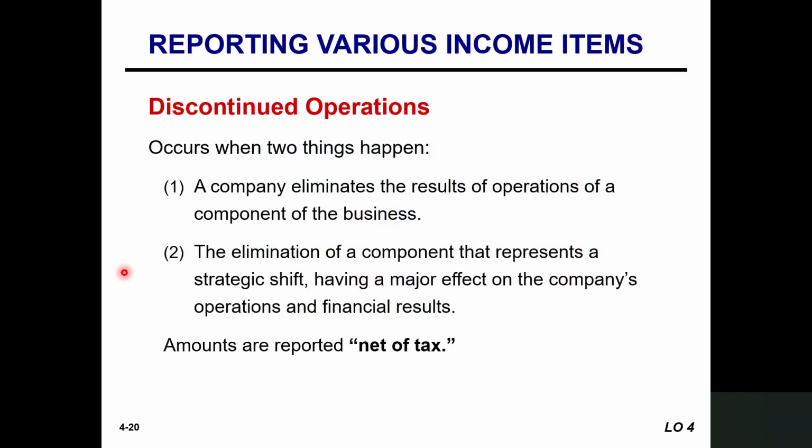And so discontinued operations occur when two things happen: a company eliminates the results of operating a component of the business, or the elimination of a component that represents a strategic shift having a major effect on the company's operations and financial results. And so amounts are reported net of tax.